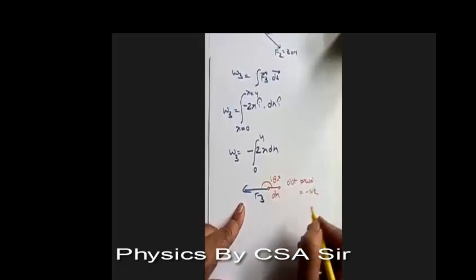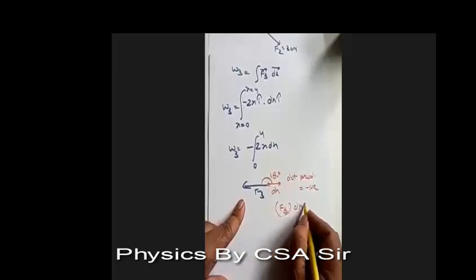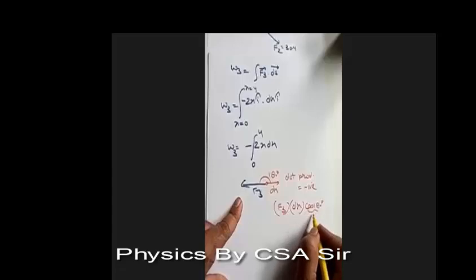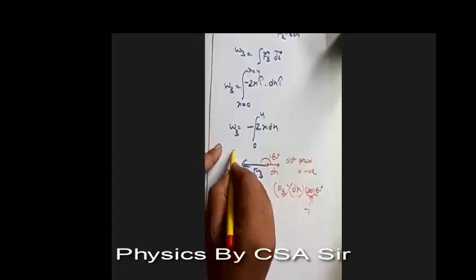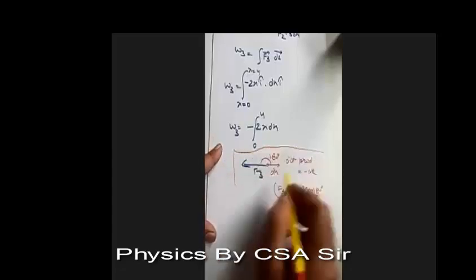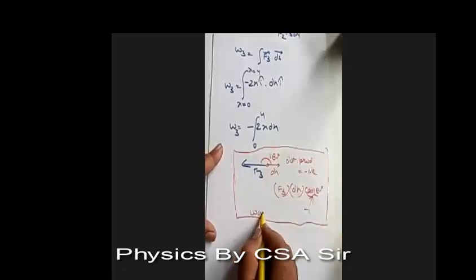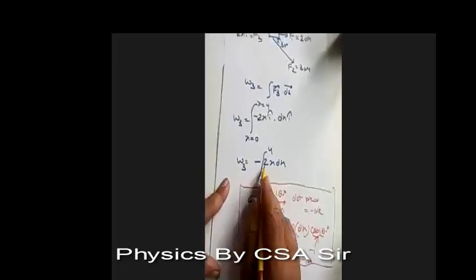क्या ये बात समझ में आ गई भाई? क्योंकि you will write F3 का magnitude, displacement का magnitude and the cos of 180 degree will be there. And cos 180 कितना होता है बच्चों? -1. So this will be a negative value. So work done will turn out to be negative. क्या ये बात समझ में आ गई सबको भाई? Yes. तो इसलिए वर्क डन इज नेगेटिव.